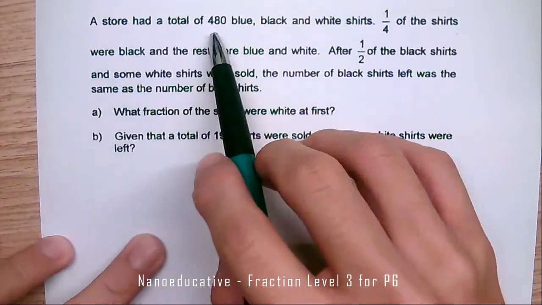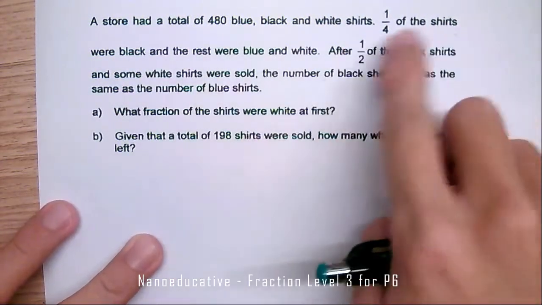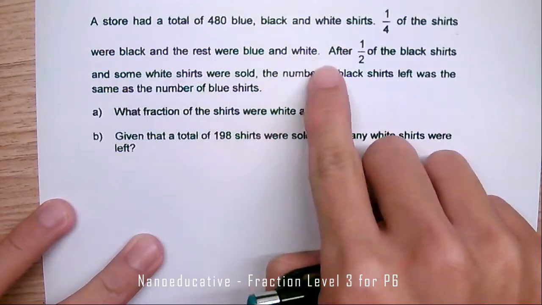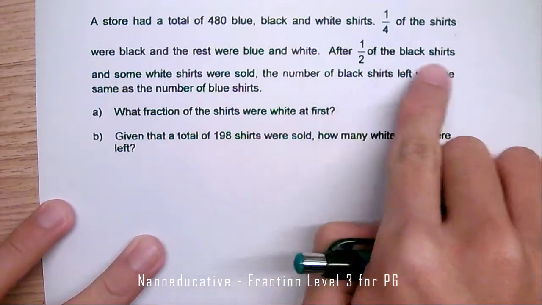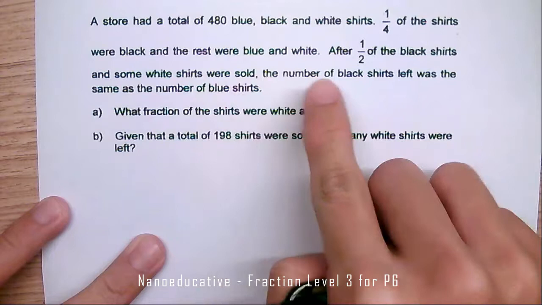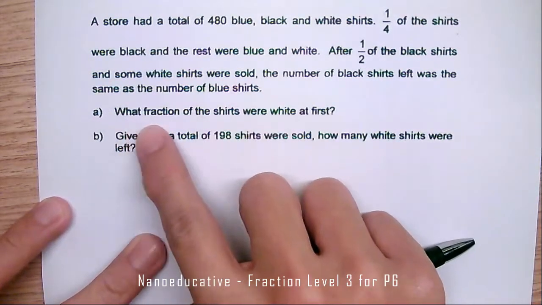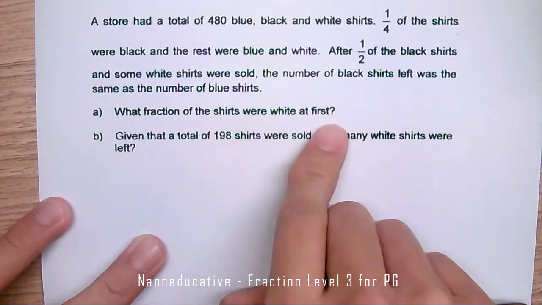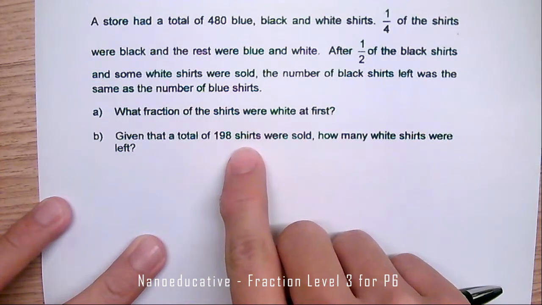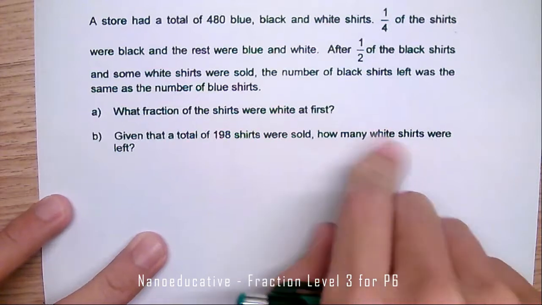A store had a total of 480 blue, black and white shirts. 1/4 of the shirts were black and the rest were blue and white. After half of the black shirts and some white shirts were sold, the number of black shirts left was the same as the number of blue shirts. What fraction of the shirts were white at first? Given that a total of 198 shirts were sold, how many white shirts were left?